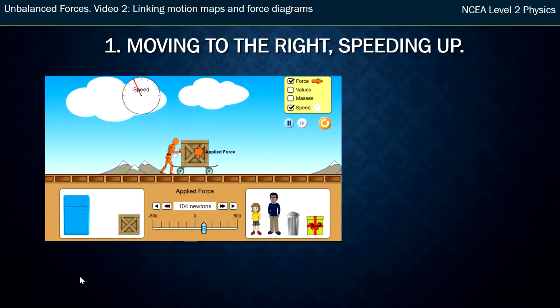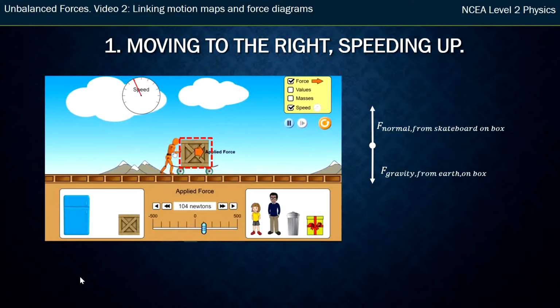To start with, when I was applying the force to the right and the box was speeding up towards the right, let's have a look at a force diagram. The first thing we do is identify the system. So let's just think about the box, and we draw it as a dot. There's a downwards force due to gravity from the earth, and there's an upwards force, a normal force from the skateboard on the box.